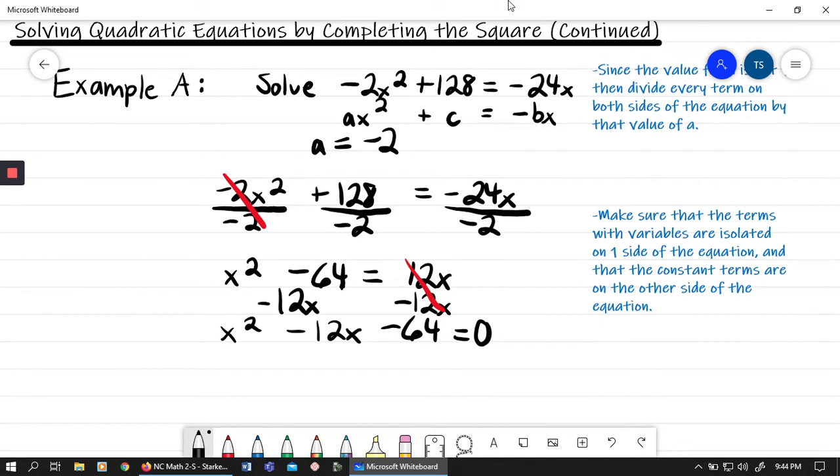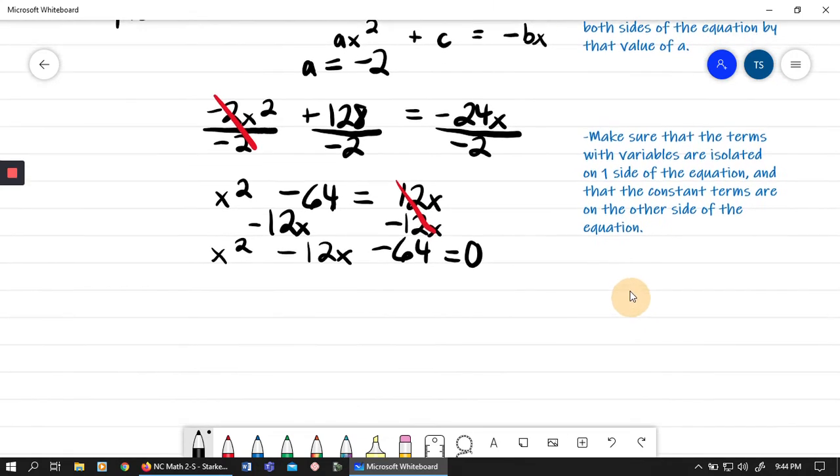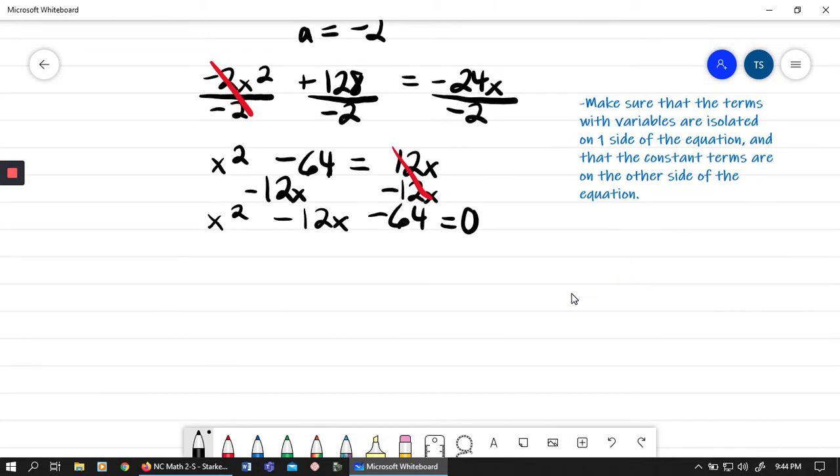We've got all our terms with variables on the same side, but we need to get the constant term. And hopefully you recognize that negative 64 is a constant. Remember, a constant is a term that's written without a variable. So we need to get that constant term, negative 64, moved to the other side of the equation. So let's do the inverse operation. Let's add 64 to both sides.